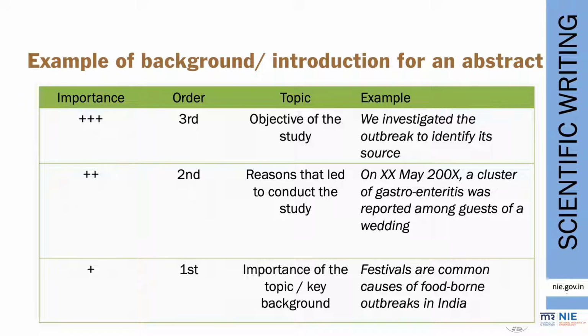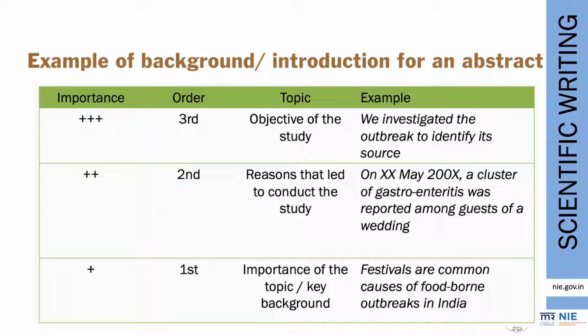Now this example pertains to investigating an outbreak of gastroenteritis that occurred in a specific region in India. So here we are trying to tell you what is the order of importance and what is the order in which the details are presented usually in an introduction. Usually in an introduction section, many of the authors, the first line that they write pertains to what is the importance of the topic that they are trying to address. The second line that they would write is what are the reasons that led them to conduct the study, and the third line that they would write is what is the objective of the study.